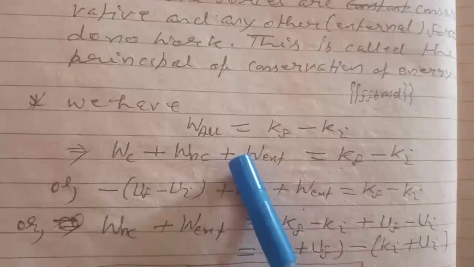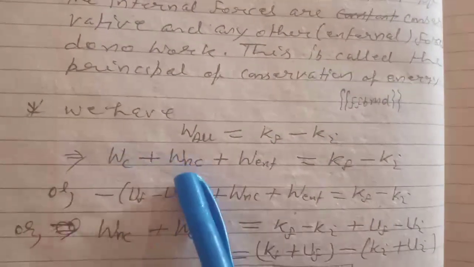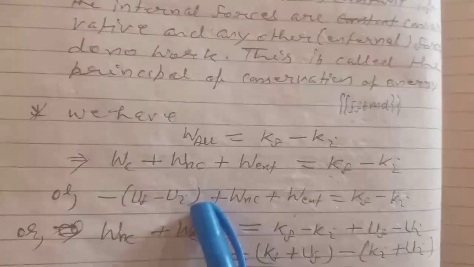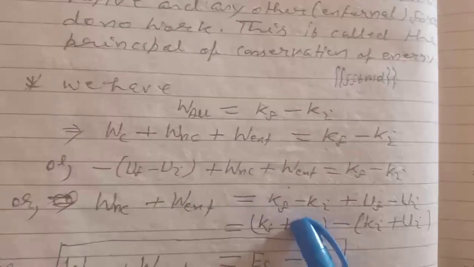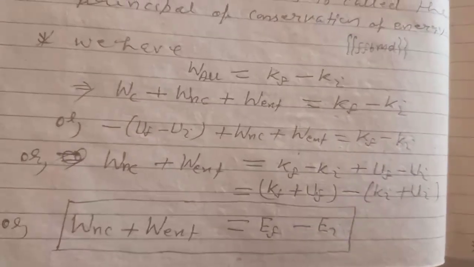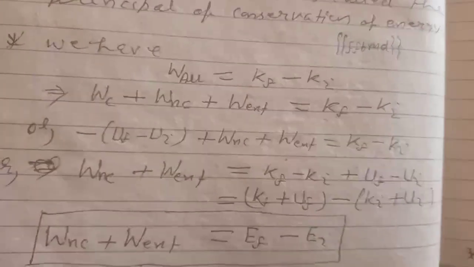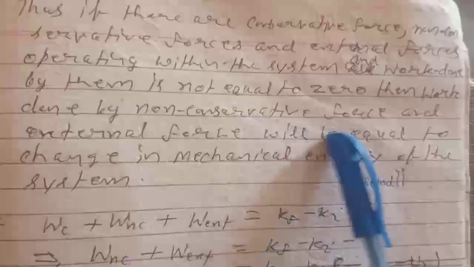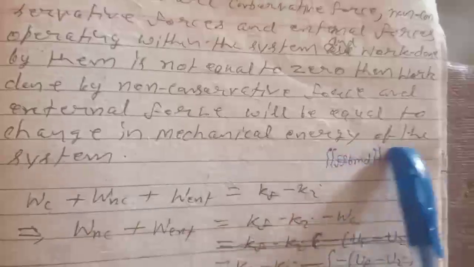We have W all equals Kf minus Ki, Wc plus Wnc, that is conservative, non-conservative, plus W external equals Kf minus Ki, and Wc is equal to minus of Uf minus Ui. So Wnc plus W external equals Kf minus Ki plus Uf minus Ui, that is Kf plus Uf minus Ki plus Ui, or Wnc plus W external equals Ef minus Ei. Thus, if there are conservative forces, non-conservative forces and external forces operating within the system, and the work done by them is not equal to 0, then the work done by the non-conservative force and the external force will be equal to the change in mechanical energy of the system.